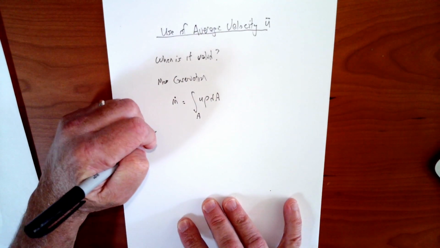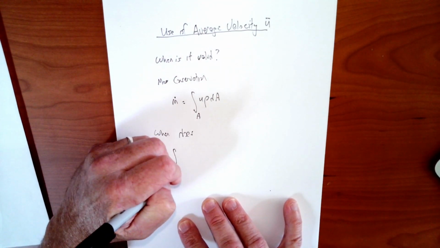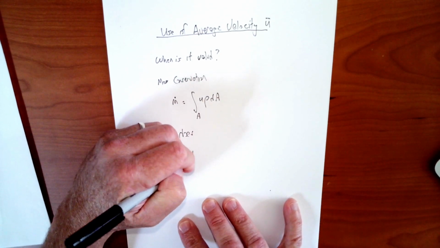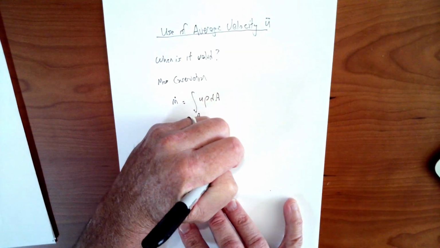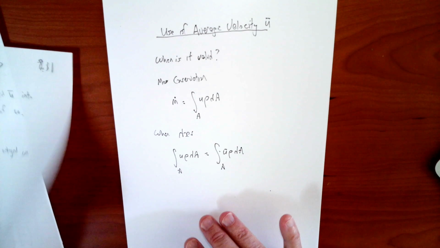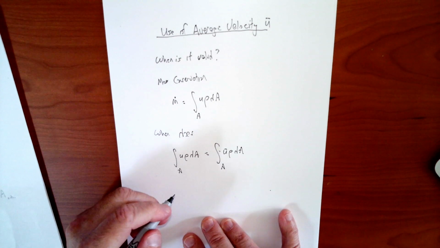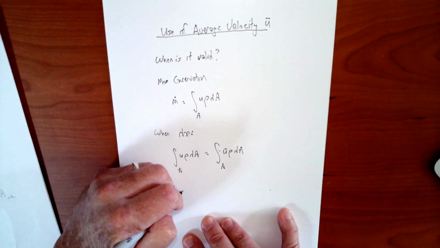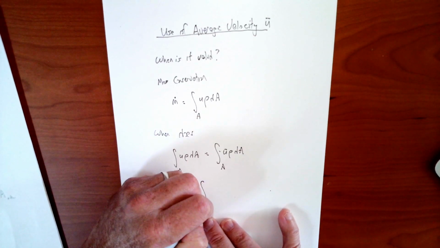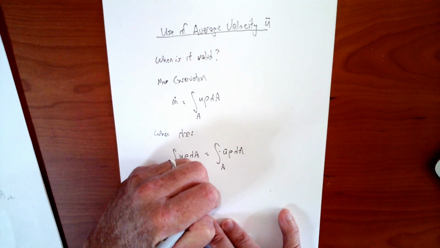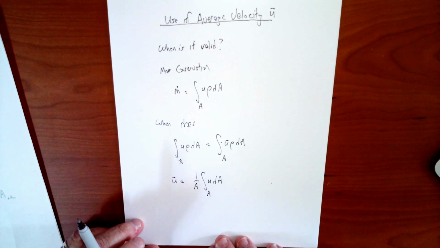And so the question that we're therefore asking here is, when is it true that the integral over that area of u rho dA is actually equal to the integral over that same area of some average velocity times rho times dA? So that's the question. In order to answer that question, we will look at the definition of u bar. The definition of any average over an area is the integral of that value over an area, and then divided by the area itself. So that's simply a definition.